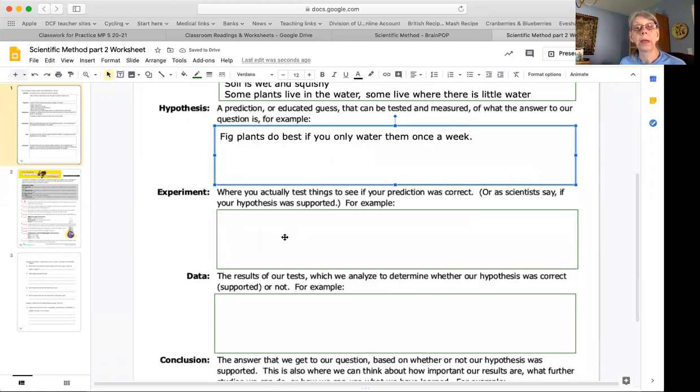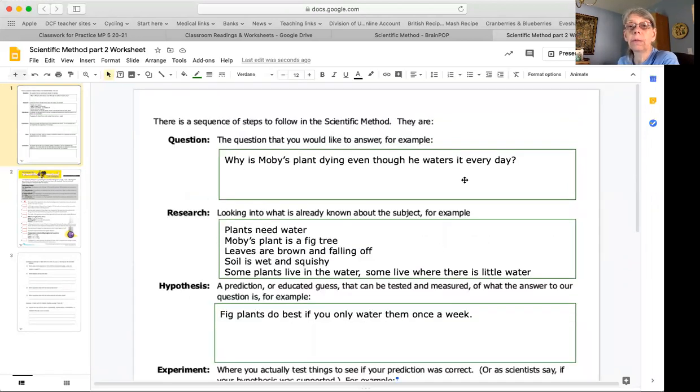All right, now we go to the experiment where we test this to see if it's true, if we can support this hypothesis. Now one thing I have to think about is we can take one fig plant and water it once a week and see how it does. But does that necessarily give us all the information? No. So it would be good to compare to other watering schedules, especially the one he's already using, watering it every day.